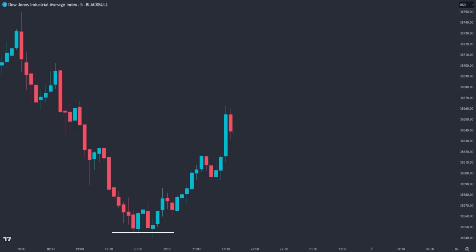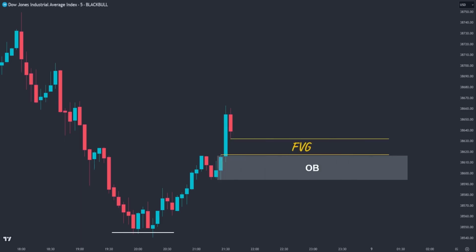But how do we enter the market? We await the next moves to create a fair value gap and designate the candle that generated the imbalance as our demand area. We initiate a long position with a spread size above the order block and place our stop loss below the swing low. Let's observe the market's behavior.